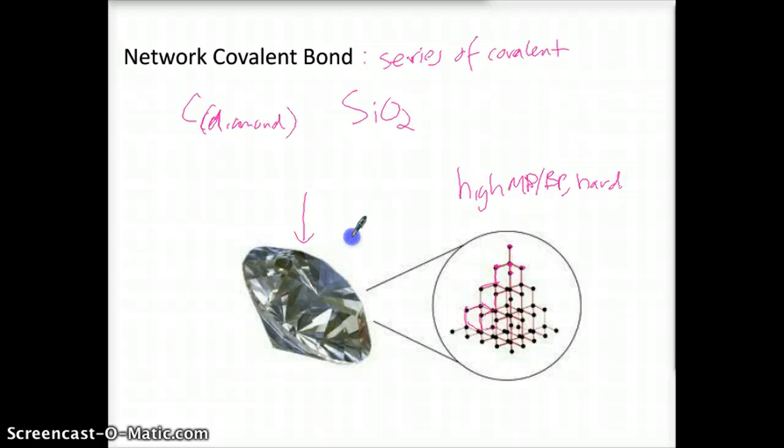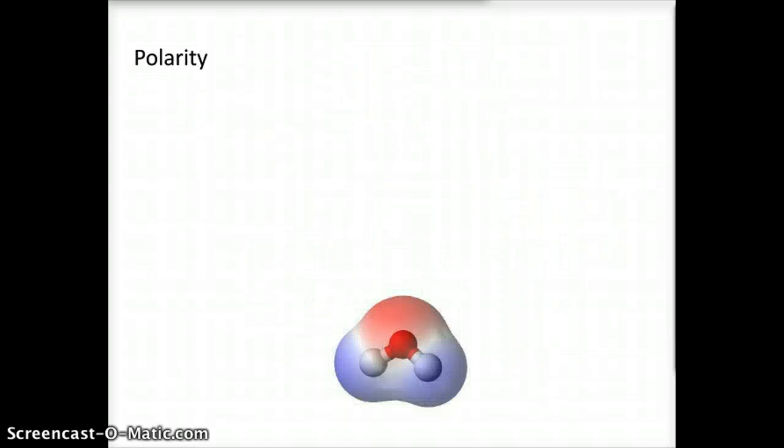Since there's no free electrons, these have very low or no conductivities because there's no electrons to flow freely amongst those atoms. So those are the four main types of bonds we need to know. We're going to focus now on compounds that have covalent bonds because that's where a lot of diversity occurs.